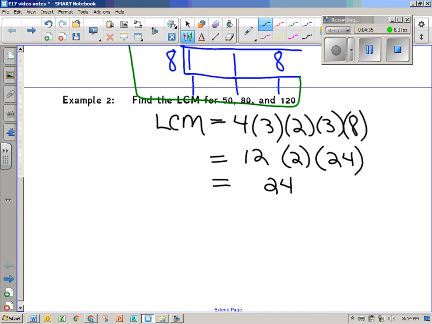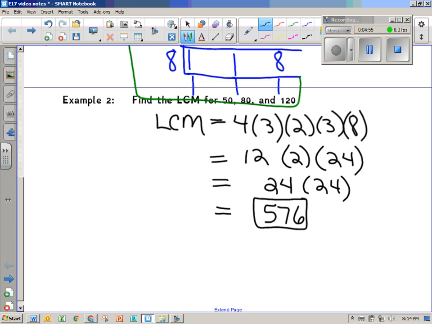Well, 24 times 24, I happen to know that that's 576. If you need to do scratch work on that, just don't do it on the paper that you're turning in with your enrichment. Do that on scratch paper.